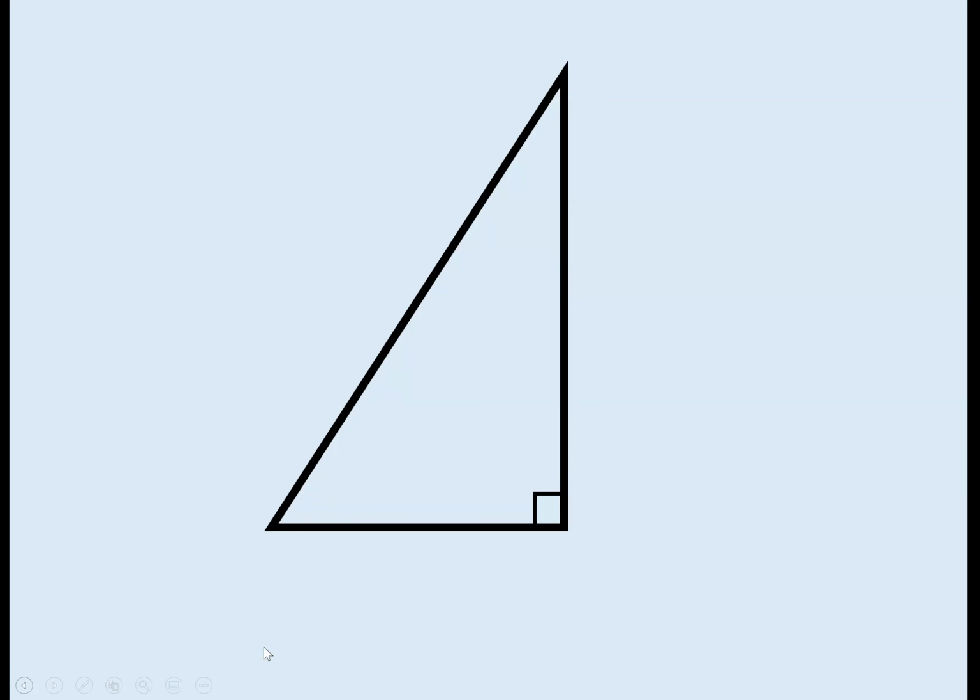Alright, so just a quick recap on right angle trig. It only works for right angle triangles, clearly. Remember this little symbol? This is called theta. Okay, and we need to label our triangle with our three sides.